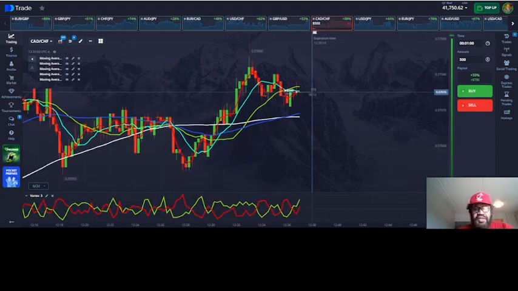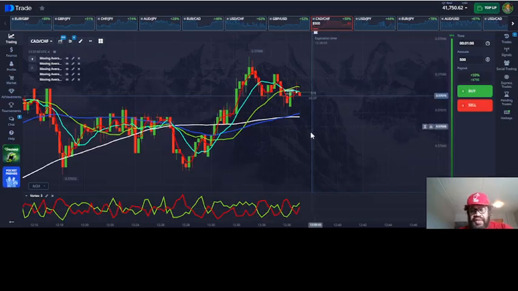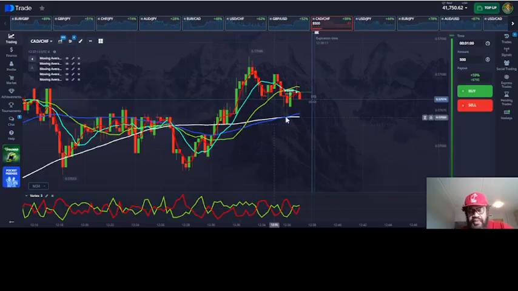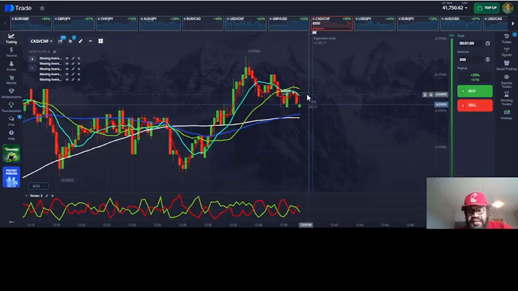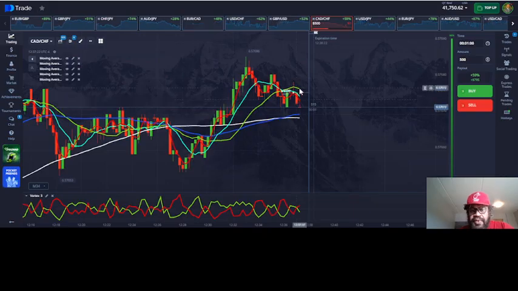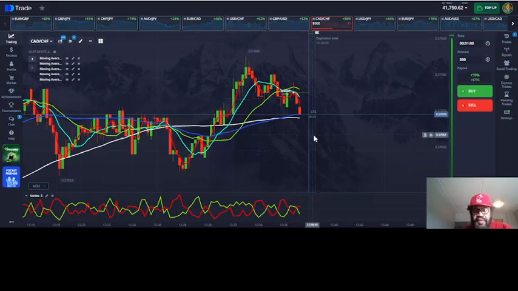Okay, so I just took a buy trade on the Canadian dollar Swiss franc here at this level. And the reason why I took the trade here is, if you look at the SMA lines, they're sloping in an upward direction. The 100 and the 50 are both sloping upwards here.